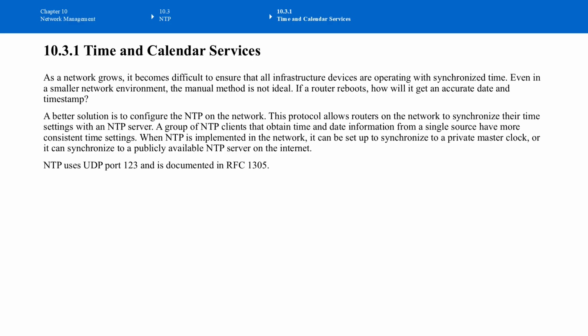As the network grows, it becomes difficult to ensure that all infrastructure devices are operating with synchronized time. Even in a smaller network environment, the manual method is not ideal. If a router reboots, how will it get an accurate date and timestamp? There's a better solution, that is to configure NTP on the network. This protocol allows routers on the network to synchronize their time settings with an NTP server. A group of NTP clients that obtain time and date information from a single source have more consistent time settings.